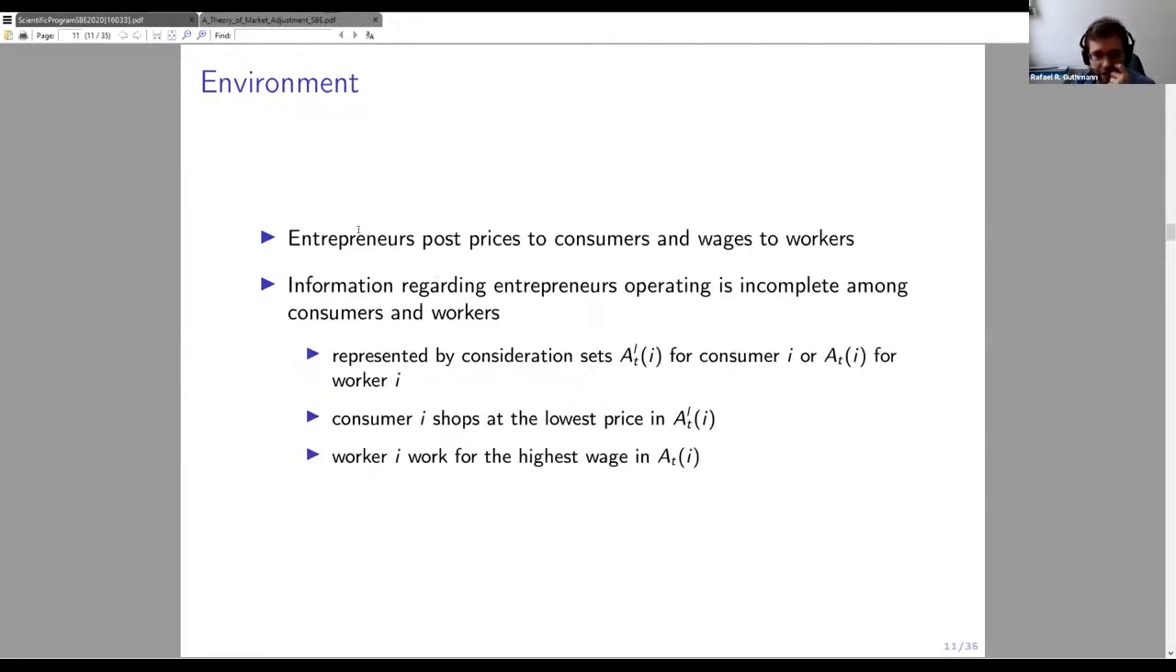And the entrepreneurs, then, are the price makers, the market makers in the economy. They post prices to consumers and wages to workers. And then as well, consumers and workers have imperfect information regarding the entrepreneurs. So each consumer I has a consideration set, and the same for worker I, I'm using notation here. So we just assume then that the consumer will shop at the cheapest entrepreneur in the economy that the consumer knows for good L. So the consumer wants to buy some good L, he will shop at the cheapest store selling good L among the stores he has access to. The worker I will then work for the best wage he can find among the entrepreneurs in his consideration set.